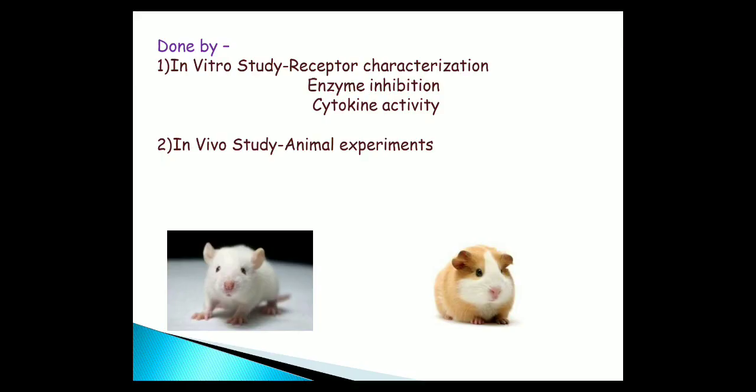So it is done by in vitro and in vivo study. In vitro means outside the body, and in vivo means inside the body, that is, animal experiments. In vitro means lab scale experiments. So in vitro studies include receptor characterization, enzyme inhibition studies, and cytokine activities, like the activity of various cytokine enzymes on a particular drug.